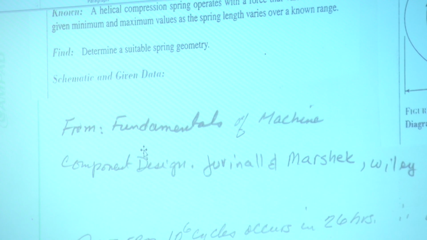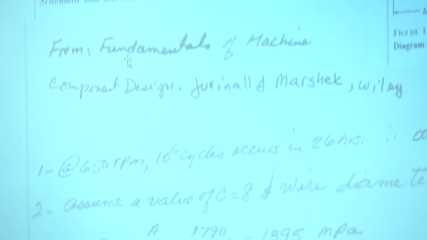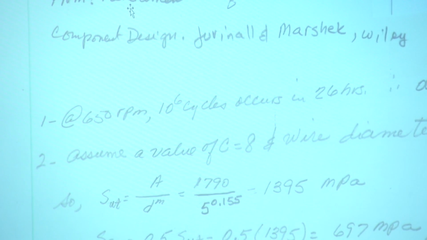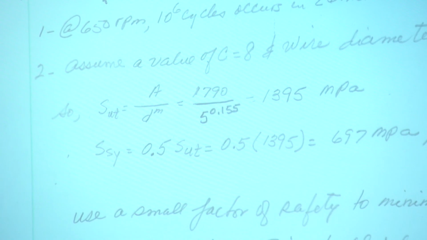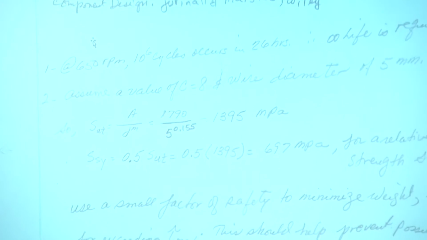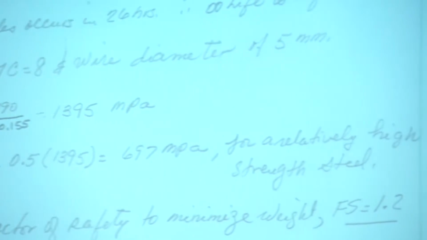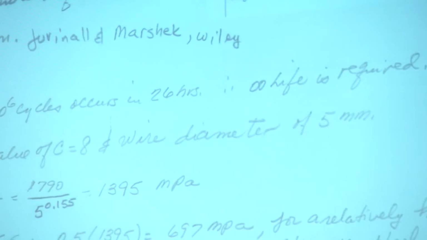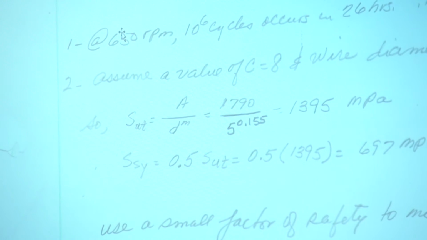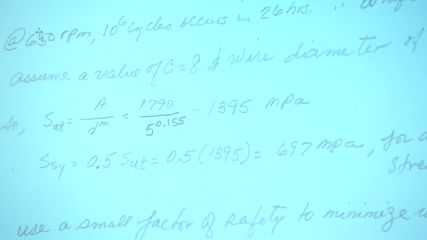First, is infinite life required? At 650 RPM, you get to 1,000,000 cycles in 26 hours. So apparently you would like to have infinite life on this thing. Assume a value of c equal to 8. This is a good mid-range value. And a wire diameter of 5 millimeters. And the material is given, of course, in this one, so we'll use that. We'll use the valve spring wire. SUT is A over d to the m.